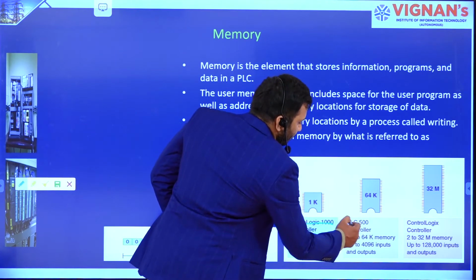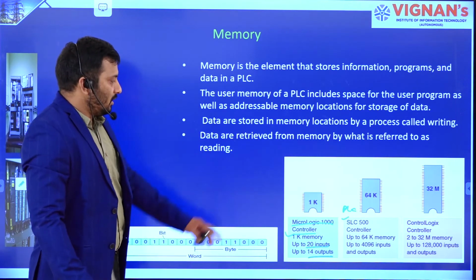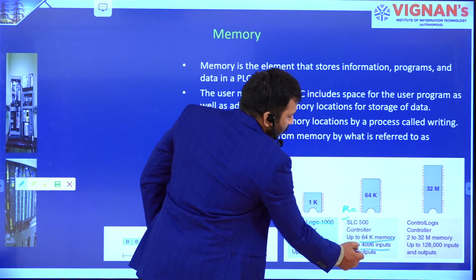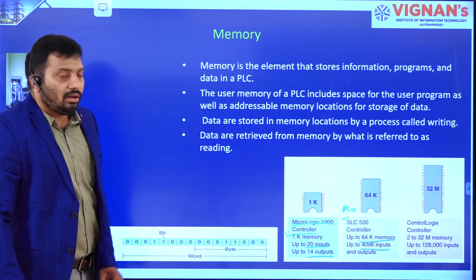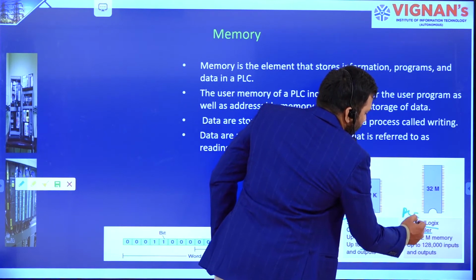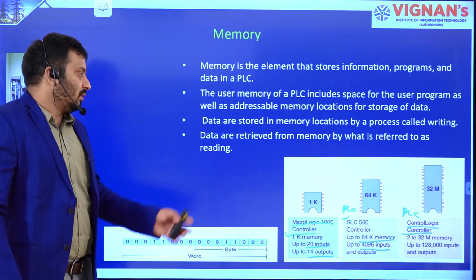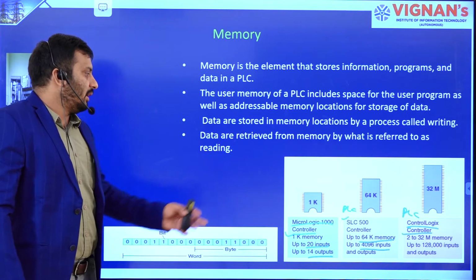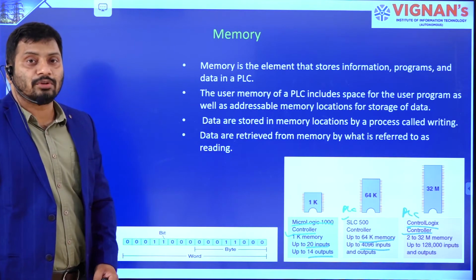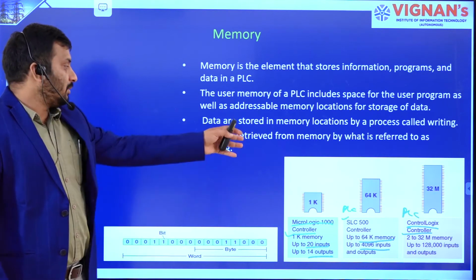So if you go for this particular PLC, the SLC 5000 controller, it contains an internal memory of 64 KB. It can read up to 4096 inputs and outputs, right? If you go for the Logix controller, it has a 2 to 30 memory into 10 of 6 memory locations, and it can read up to 1,28,000 inputs and outputs. See how many inputs it can read and how many outputs it can control with that controller.